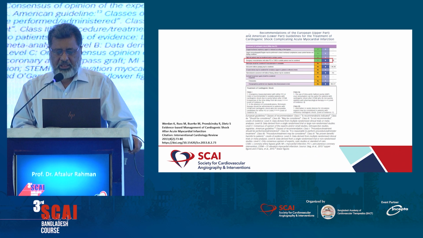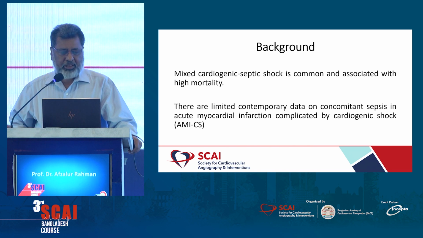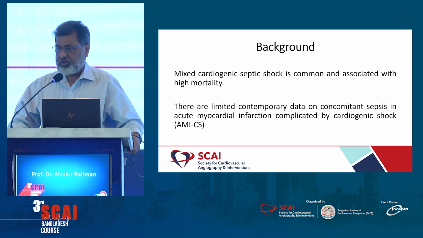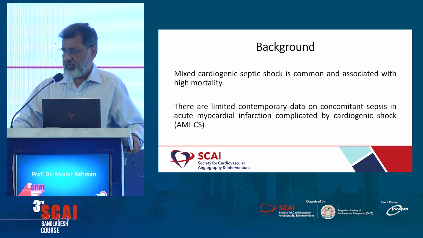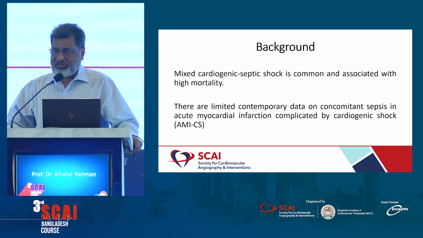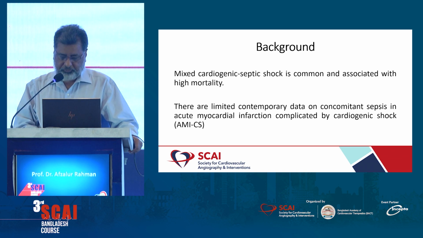So what is the guideline? If the patient comes with acute coronary syndrome with shock, the patient has to be revascularized, either PCI or CABG, no doubt about that. So what is the background? Mixed cardiogenic and septic shock is common and associated with high mortality. There are limited contemporary data on concomitant sepsis in acute coronary syndrome complicated by cardiogenic shock. There is no definite guideline for that. What should we do? Should we defer the case or do it in the same setting? That is a different question, and there is no recommendation for it.